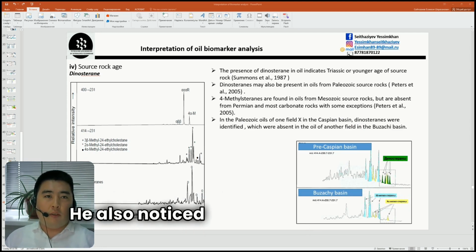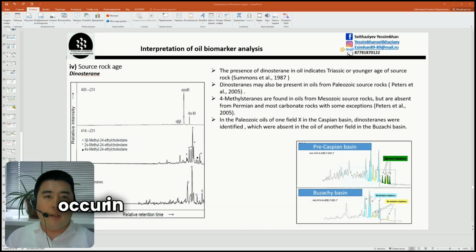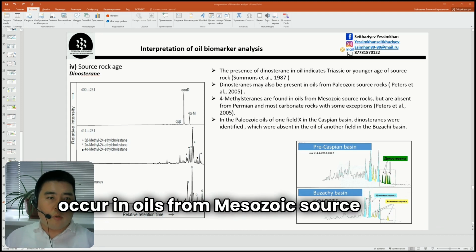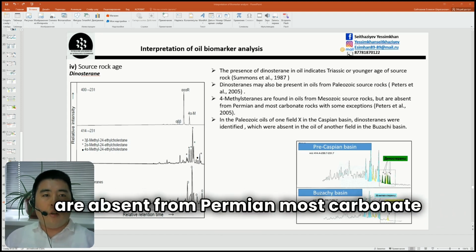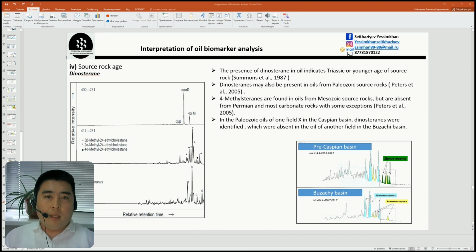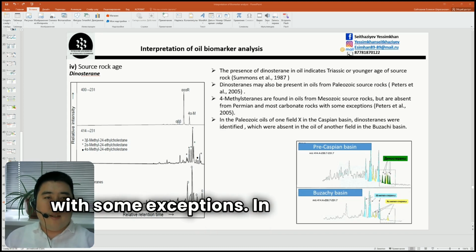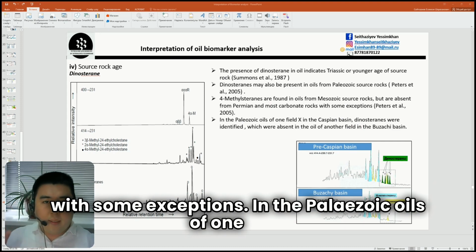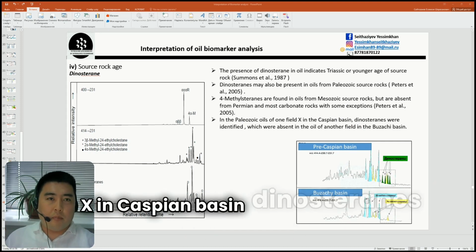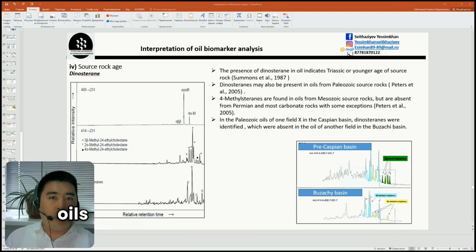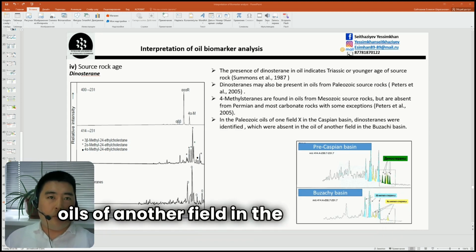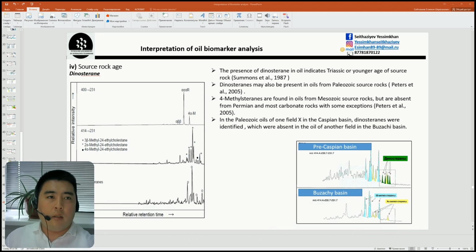He also noticed that 4-methylsteranes occur in oils from Mesozoic source rocks, but are absent from Permian and most carbonate rocks, with some exceptions. In the Paleozoic oils of one field X in the Caspian Basin, dinosteranes are identified, which are absent in oils of another field in the Pre-Caspian Basin.